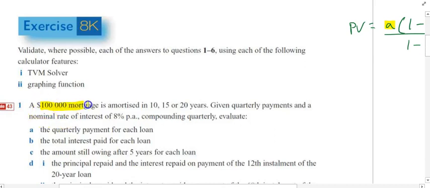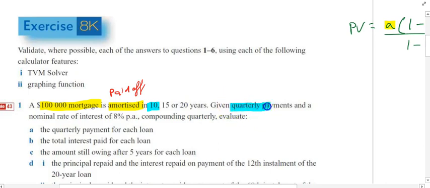So it's a $100,000 mortgage, and it's being amortized over 10, 15, or 20 years. That means just paid off. So amortized means paid off. Now, the question asks you for each case, 10, 15, or 20 years, but I'm lazy, so I'm only going to do the 10-year case. That also means it leaves you a bunch of room to do the 15 and 20-year cases.